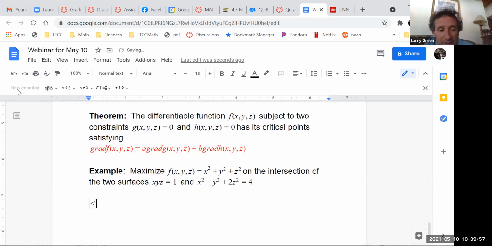So what we do is the same thing. We take the gradient of f, 2x, comma, 2y, comma, 2z. We set that equal to a times the gradient of g, which is yz, comma, xz, comma, xy, plus b times the gradient of h, which is 2x, comma, 2y, comma, 4z.